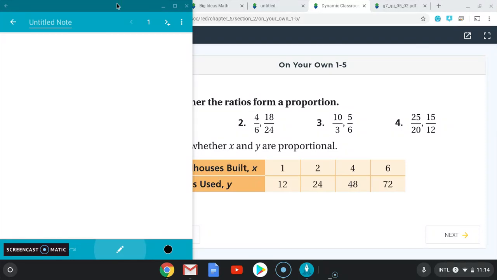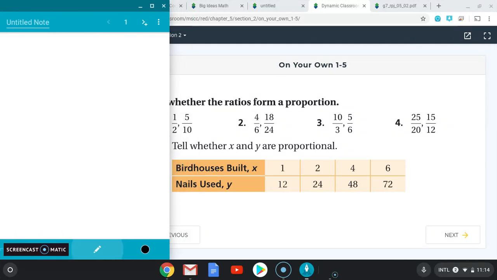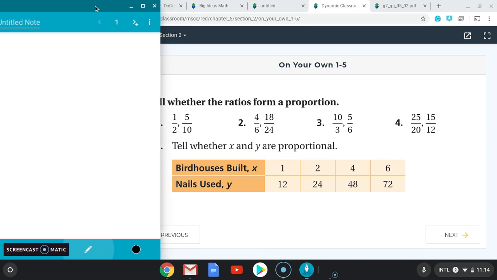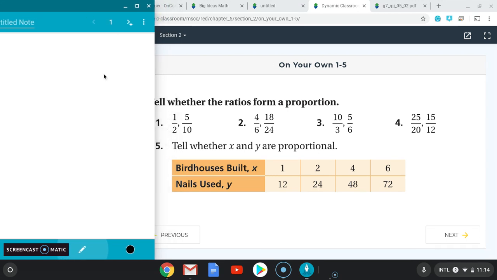Okay, guys, I want to go over one more type of proportion problem today that you're going to see. So we were given ratios, two ratios. We're asked to say whether they are proportional. And remember, these ratios look just like fractions, okay?